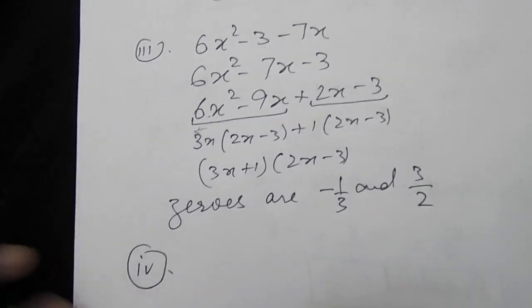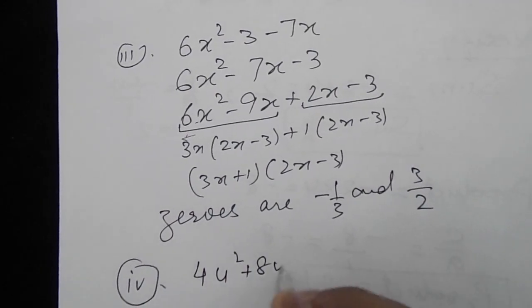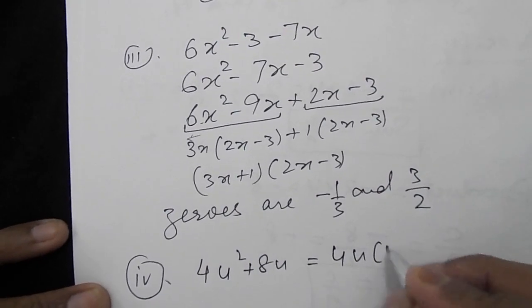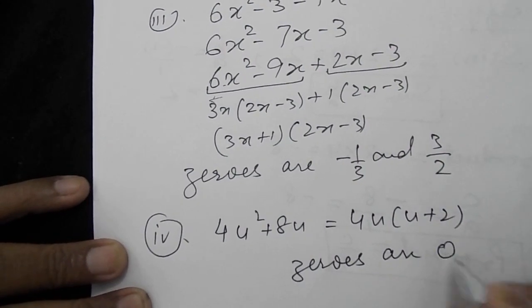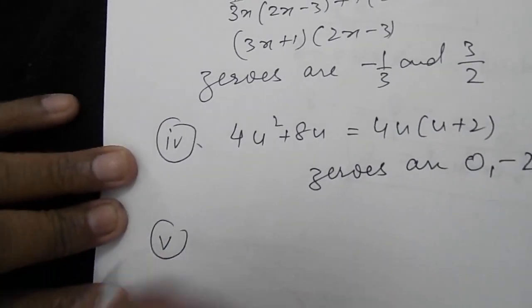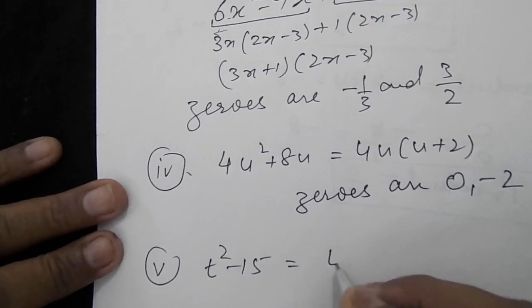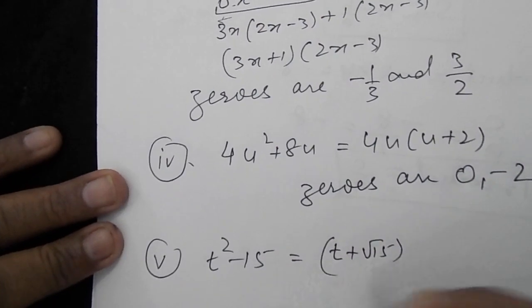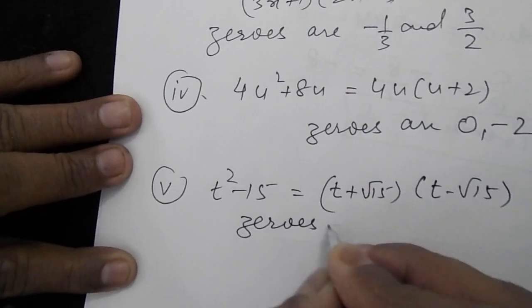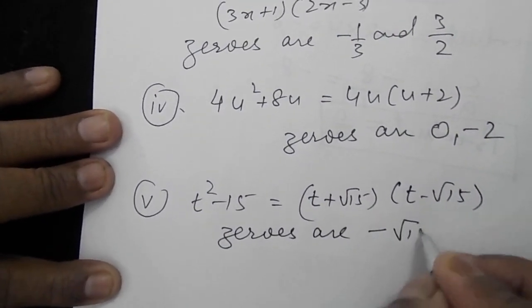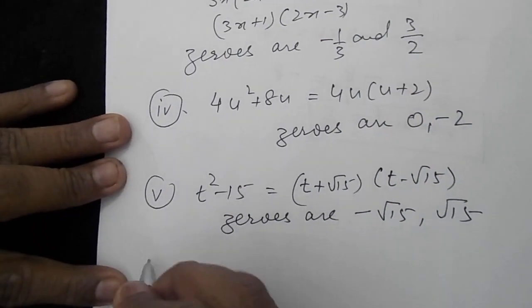Now moving on to the fourth part. 4u square plus 8u. Take 4u common, so you get u plus 2. So the zeros are 0 and minus 2. Fifth part, t square minus 15. A square minus b square identity will give you t plus root 15 multiplied with t minus root 15. So the zeros are minus root 15 and root 15. Students, verification, you can do it yourself.